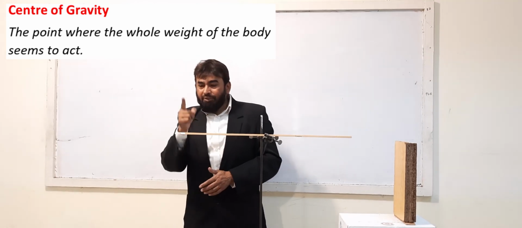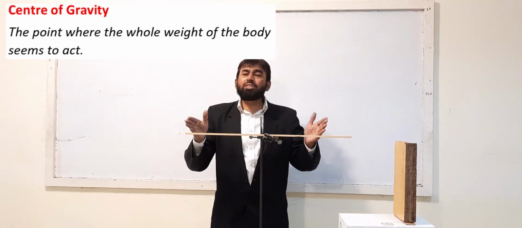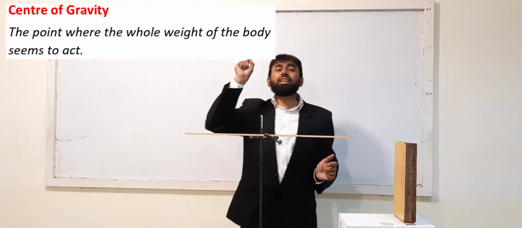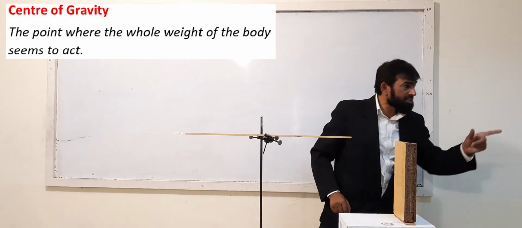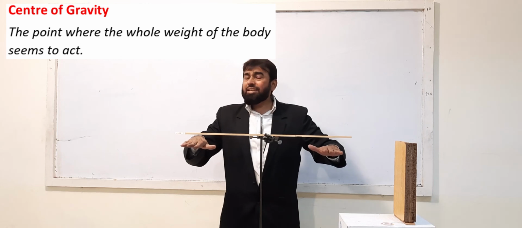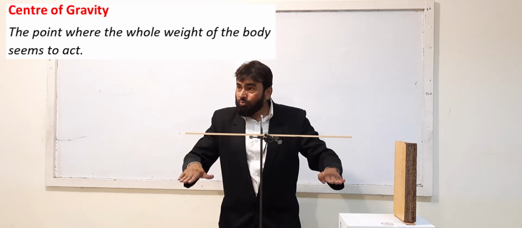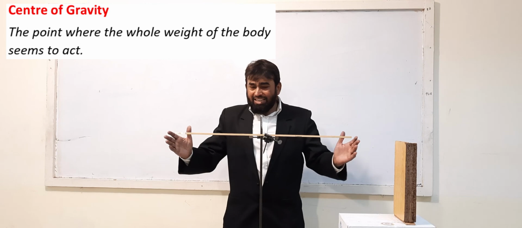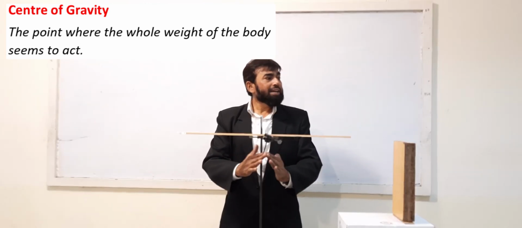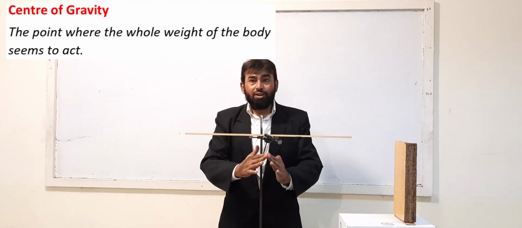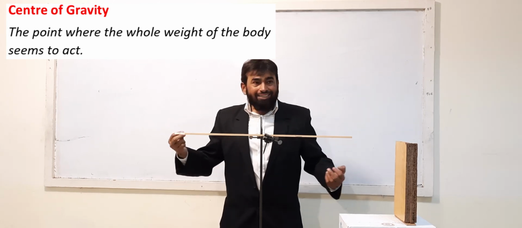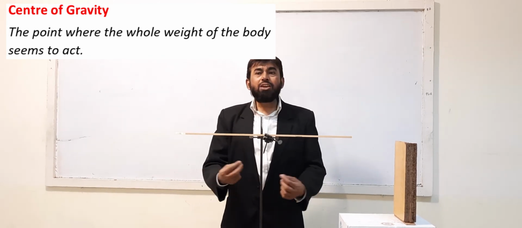Listen to me very carefully. If I divide this body into different parts, as many as I can, you know that each and every part, even each and every particle, has its mass, and when there is mass, there will be weight. So each and every part acts with its weight vertically downwards. All these weights are joined together at the center of gravity. So this point becomes the center of gravity, where it seems that all the weight of the body is concentrated.